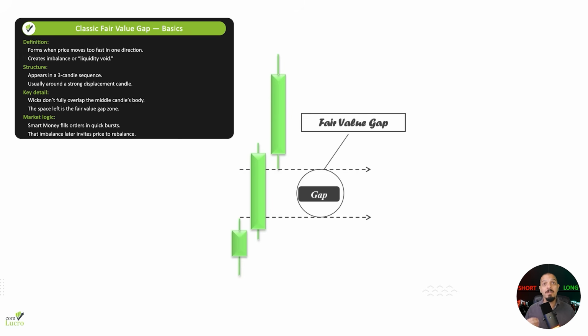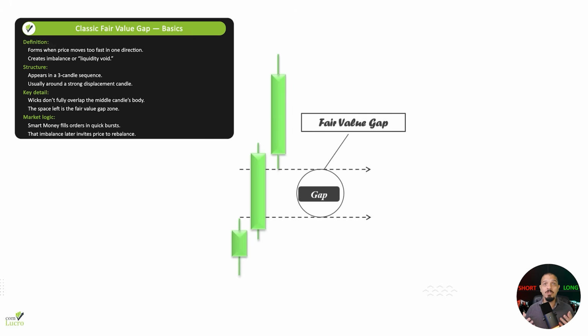Fair value gaps usually appear within a 3-candle sequence and are easy to spot on the chart because they often form around a large displacement candle. The key detail to notice is that the upper and lower wicks of the surrounding candles do not completely overlap the body of the middle candle. This leaves a space between them, which we call the fair value gap zone. It represents the range of inefficiency that price will often revisit later.